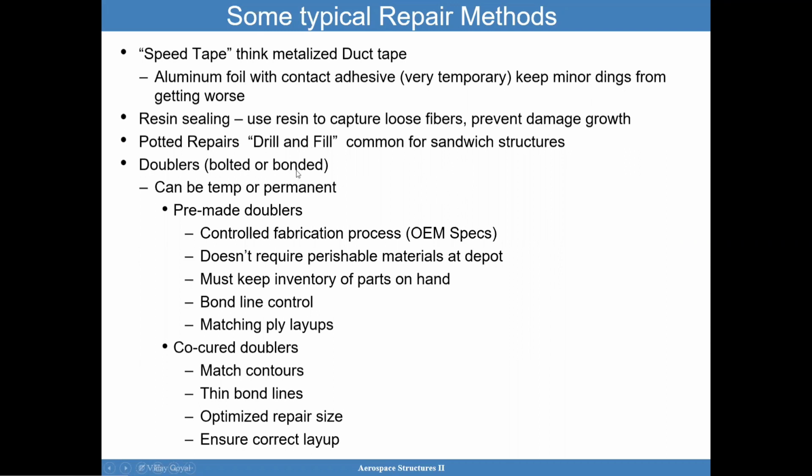Doublers could be bolted or bonded, and they can be temporary or permanent. You can use pre-made doublers, and they don't require perishable materials. They must be kept in inventory. You must have bond line control there, and matching ply layups. Cut-cured doublers can also be used. You want to have matching contours, thin bond lines, and optimized repair sizes. And also use the correct layup, because you don't want to use a layup that will cause the patch to come off.